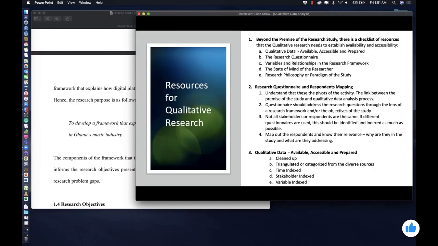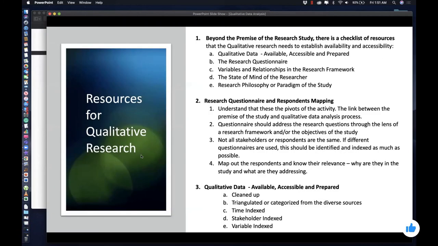I'll just continue. Now, beyond the premise of the study, there is a checklist of resources that we need to have. The first thing is, do I have my qualitative data ready? Available, accessible, and prepared. I'll come to what I mean by available, accessible, and prepared. Do I have the research questionnaire handy? Do I have access to the research questionnaire?